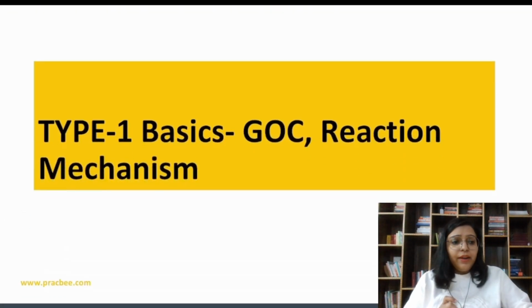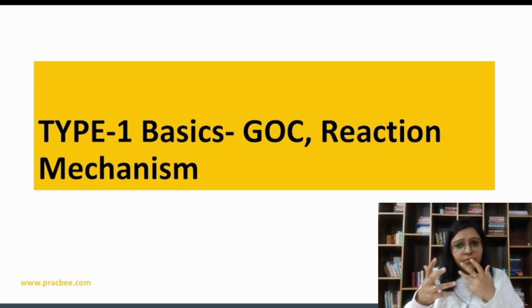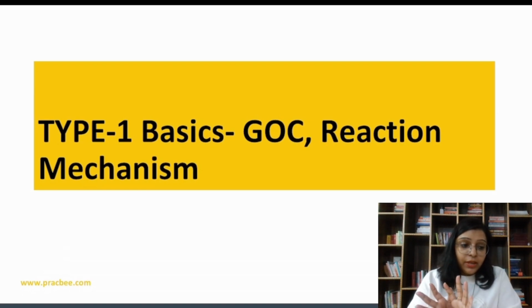Okay, so I have divided this chapter again into some different types. In the first type, I am going to take up some questions which are related to basics. And when I say basics, it means I am going to take questions which can be solved only from the concepts of general organic chemistry and reaction mechanism.